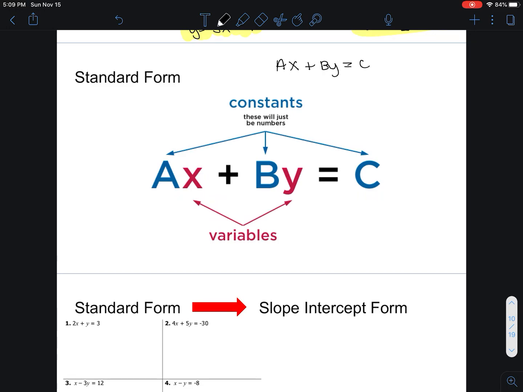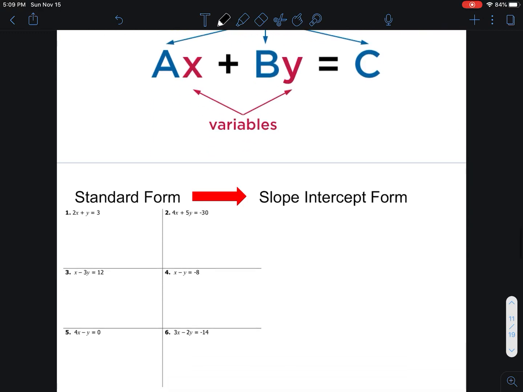And you can't do anything with this form. You have to change it into slope-intercept form. If you'll notice, a, b, and c are all going to be constants. And constants are just our numbers. And we have x and y just like we have in our slope-intercept form. So we're going to change our standard form into our slope-intercept form. The first thing you want to do is move your x term to the right side of the equation.